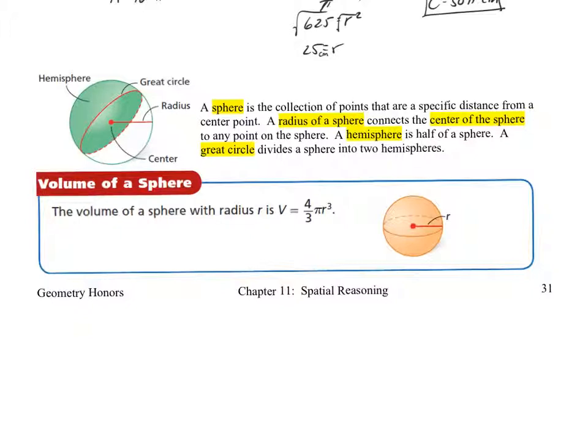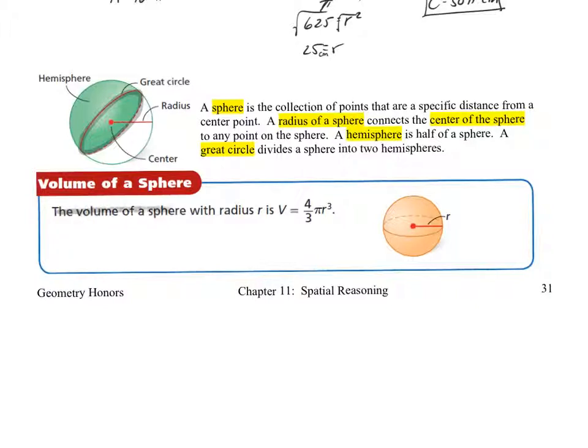We're going to be talking about a sphere. Hemisphere would be half of a sphere. The great circle is the circle that is the circumference of the hemisphere, as shown right here. That's our great circle. Radius, just like a circle, goes from the center out to the edge. And the center, of course, is in the direct middle.